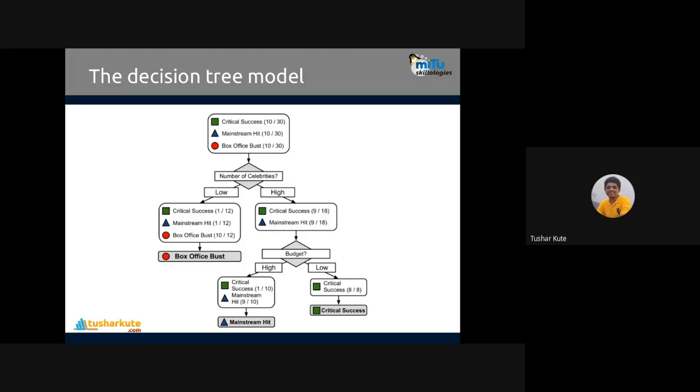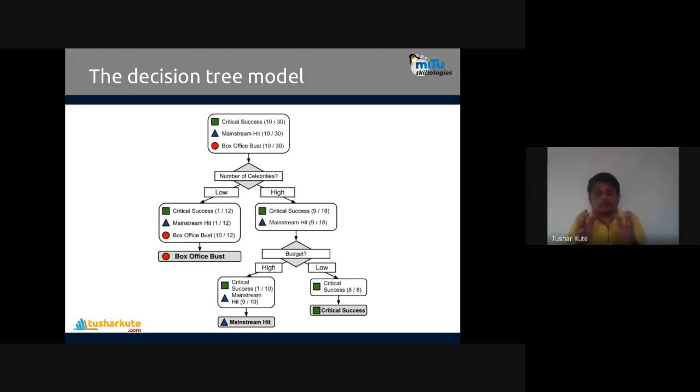Okay. And if celebrity is high, budget is low, the result is critical success, and the algorithm shows this result. This is how a tree-based model is created. The model will be generated and then it will be used for predictions onwards.